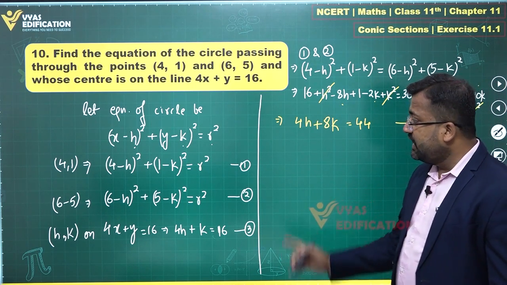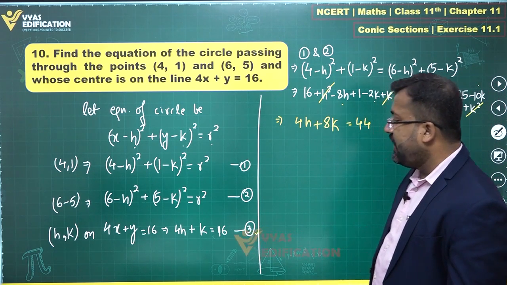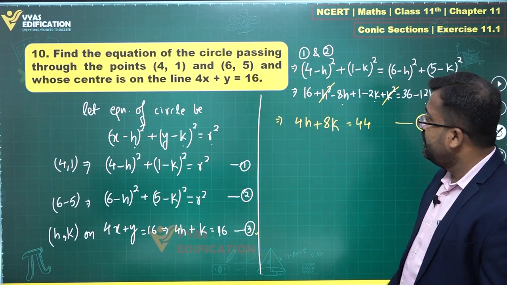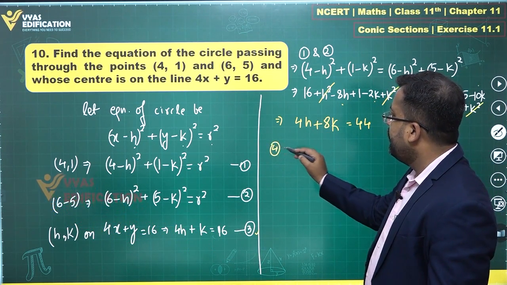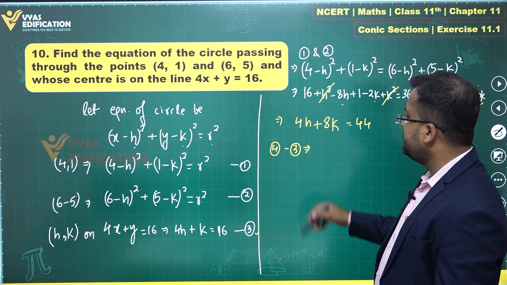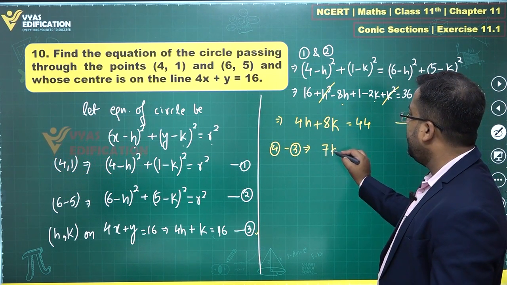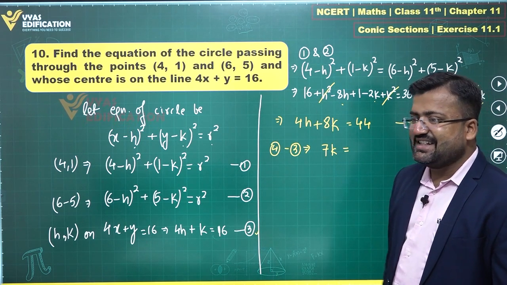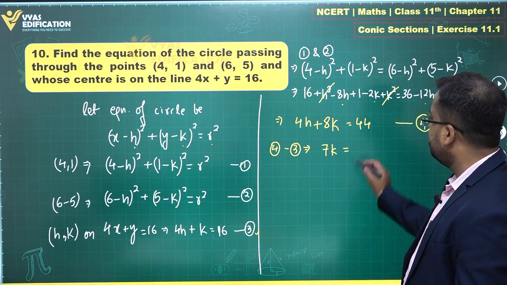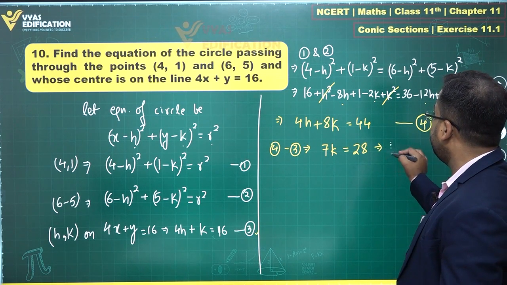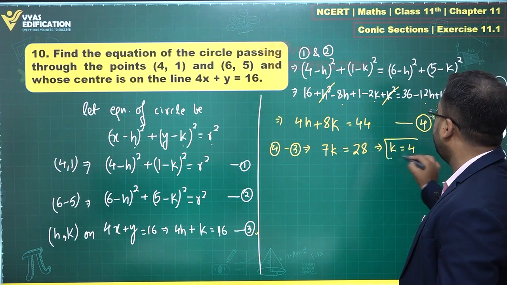Okay. Using this 4 and this 3 now, I can get the values of h and k. Okay, 4h can be subtracted. So equation number 4 minus equation number 3 tells me that 7k will be equal to 44 minus 16. What is that equal to? 44 minus 16 will be this. This is 28. And that tells me that k will be equal to 4.